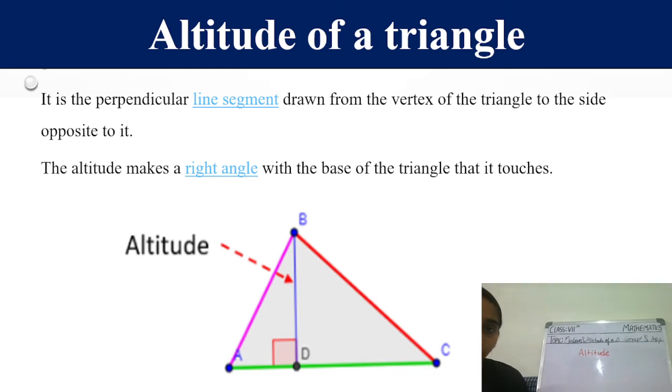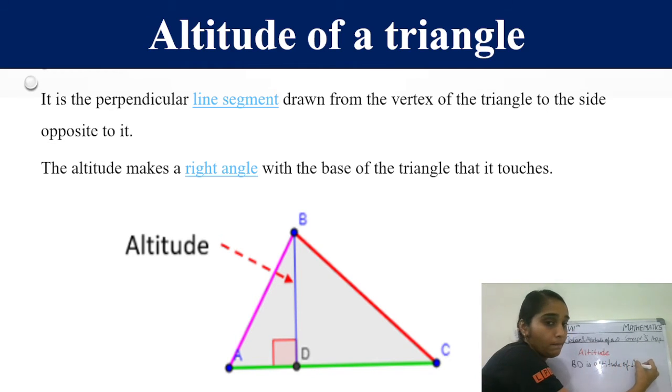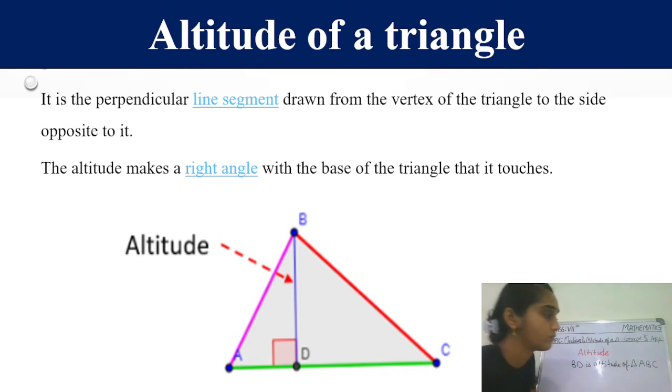Yes. So now you can see over here, which is the altitude in this triangle ABC? Yes, BD is the altitude of triangle ABC. From the vertex B, we have drawn a perpendicular line, which is BD, to the side opposite to the vertex B, which is AC. Very good. So this is called the altitude of the triangle ABC.